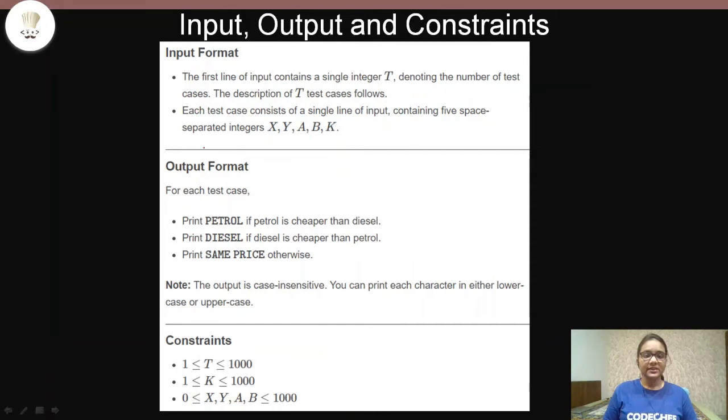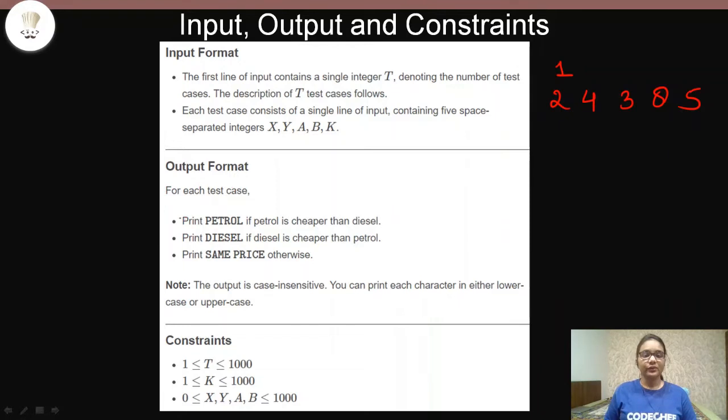Here you can see that in the first line of input we need the number of test cases. So suppose let's take one test case. This is how the input will look like. And then each test case consists of a single line of input containing 5 space separated integers. So 5 space separated integers can be this way, 2, 4, 3, 8, 5. These are 5 space separated integers. So this is how the input will be.